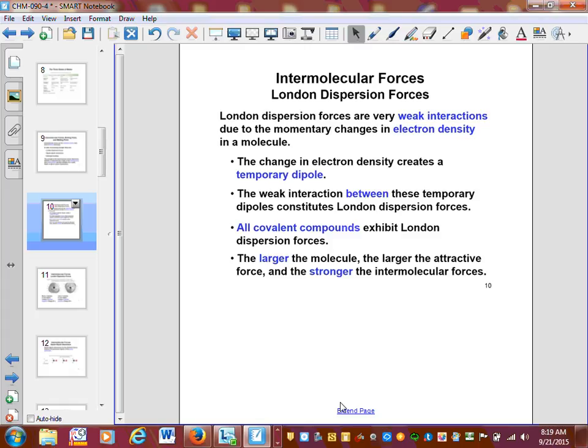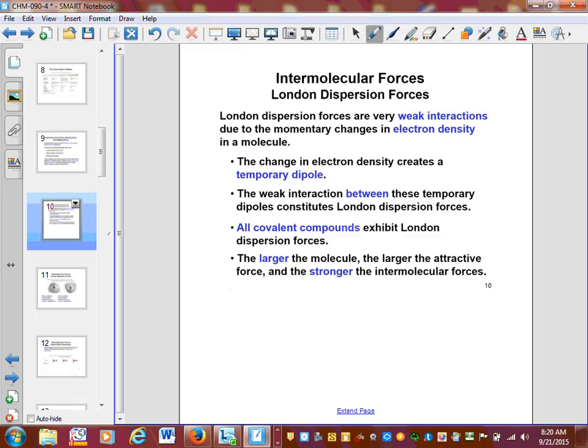Or if you drop a pebble in it, you get the little ripple going back and forth. That's a temporary dipole. When you do that, you shift the electrons to one side, and create a partial negative and a partial positive, and after a while it all comes back. So all covalent compounds have London dispersion forces, and the larger the molecule, the stronger the forces.